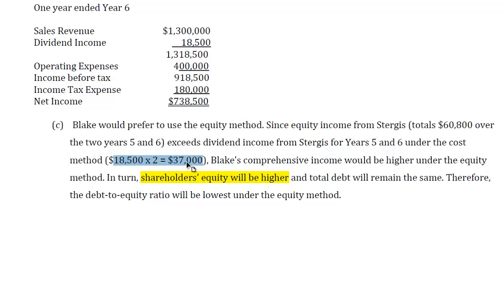And don't forget, when you're calculating a debt to equity ratio, it's debt over equity. So the method you use, whether it's cost or equity method, doesn't affect your debt, but it will affect your equity. So wherever the equity position is the highest, that's going to make that debt to equity ratio fraction smaller. So in our case, if we wanted to show the smallest debt to equity ratio, we would pick the equity method to use because it provides equity of $60,800, whereas under the cost method, it would only provide equity of $37,000.